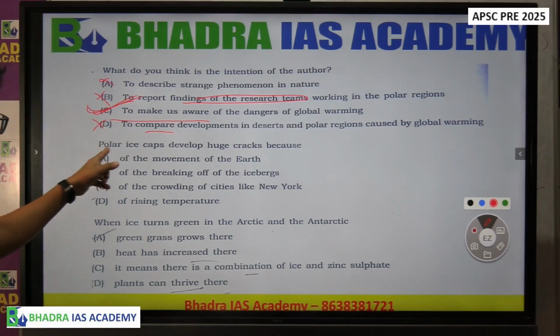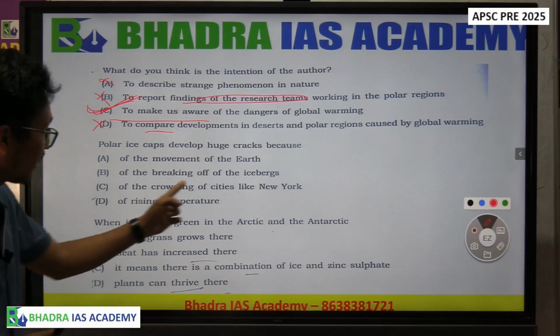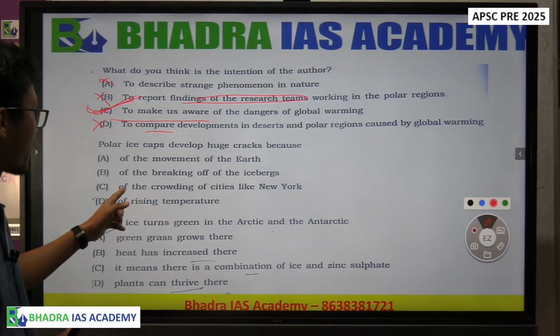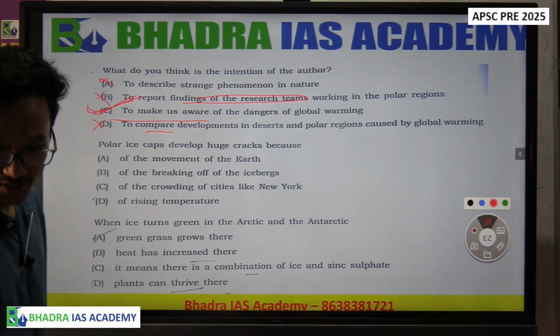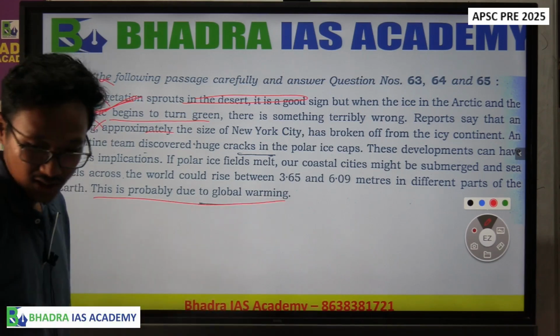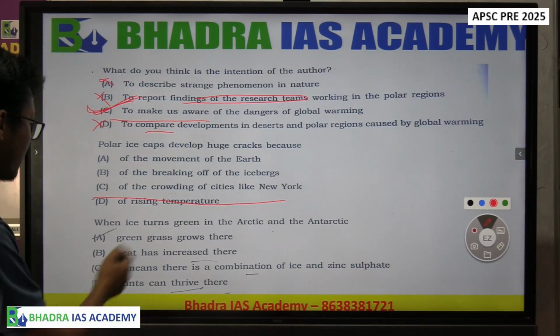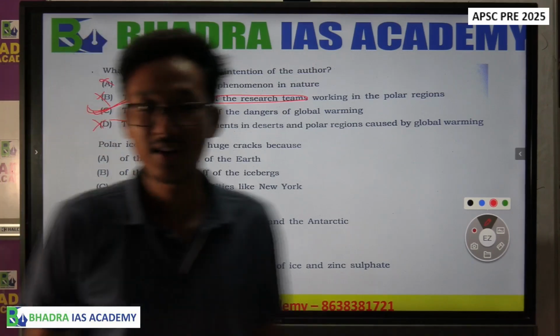And the next question: polar ice caps develop huge cracks because of the movement of the earth, of the breaking of the icebergs, of the crowding of the cities like New York, of rising temperature. So yate directly koi dise teoluke, so this is probably due to global warming. Etai karon mention kora ase yate. So answer is of rising temperature. So global warming mane rising temperature.